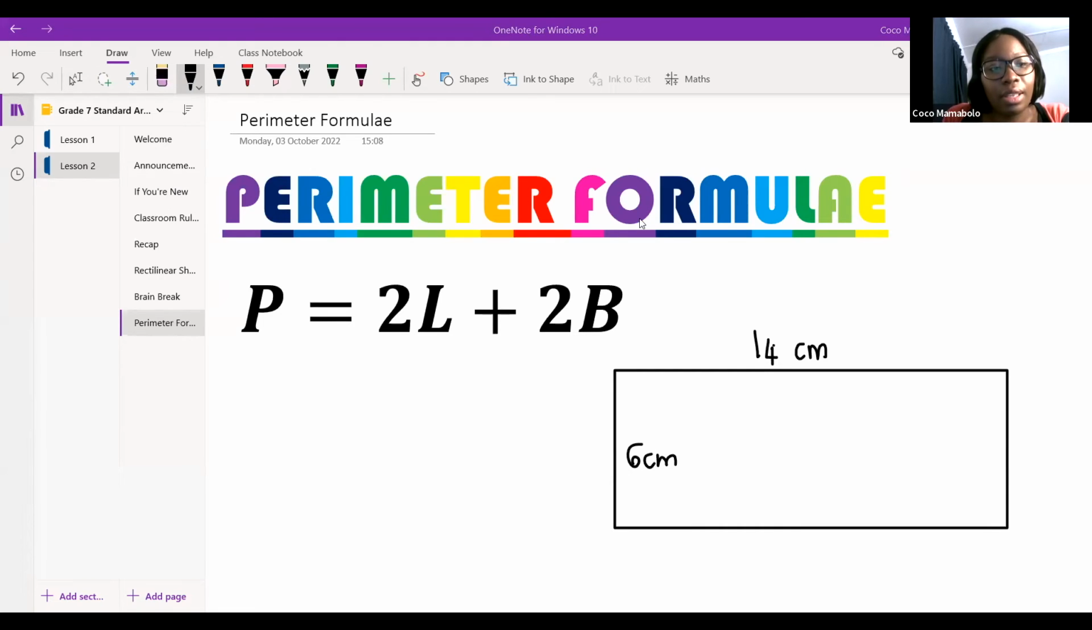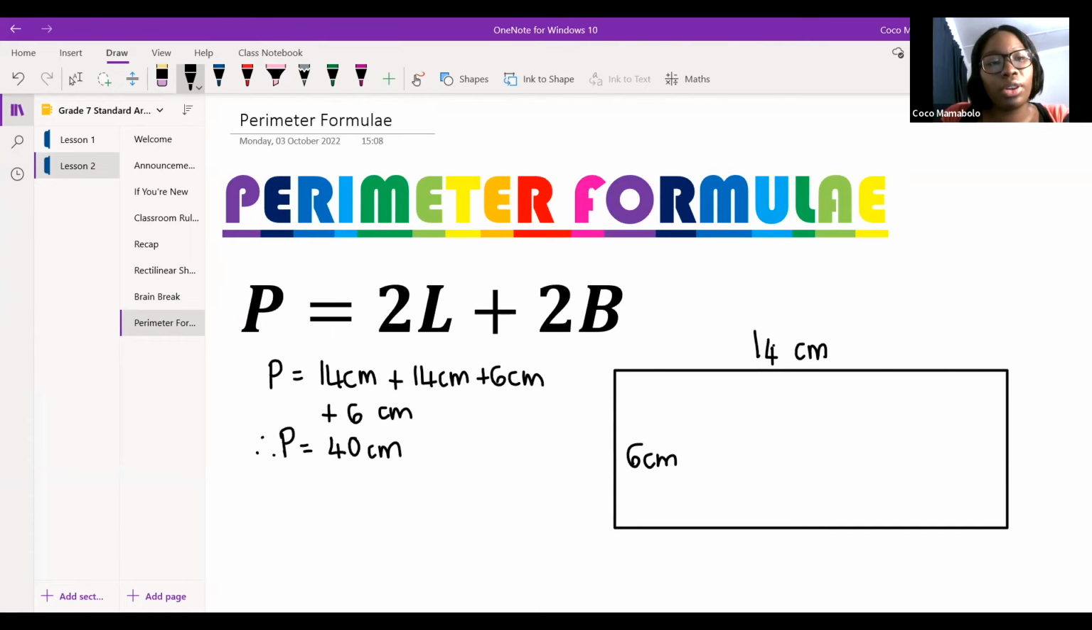Morning. Hi, Masu. What am I writing? P is equal to 14 centimeters plus 14, plus 6 centimeters, plus 6 centimeters. Very well done, Nkaniso. Excellent. That's exactly what we would do. And then we'd go therefore, and we would add them all up, and we'll find that P is actually equal to 40 centimeters, right? But because we are going to be using formulae, we don't actually have to do this thing where we add them all up.